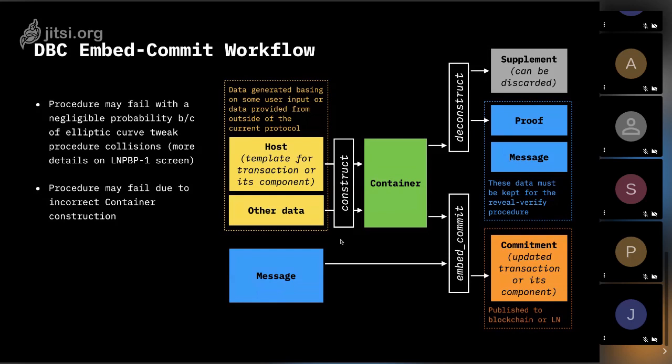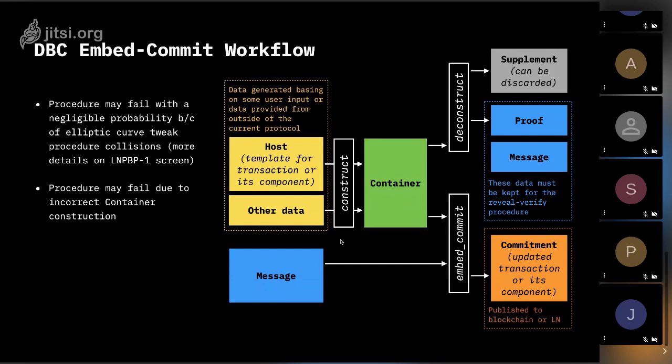And a message, again, is outside of deterministic Bitcoin commitments. What is the message? RGB will provide the message, and in the case of RGB, the message is actually a hash of the serialized state transition. But we will be covering that later. And then with the container, we can do basically two procedures.